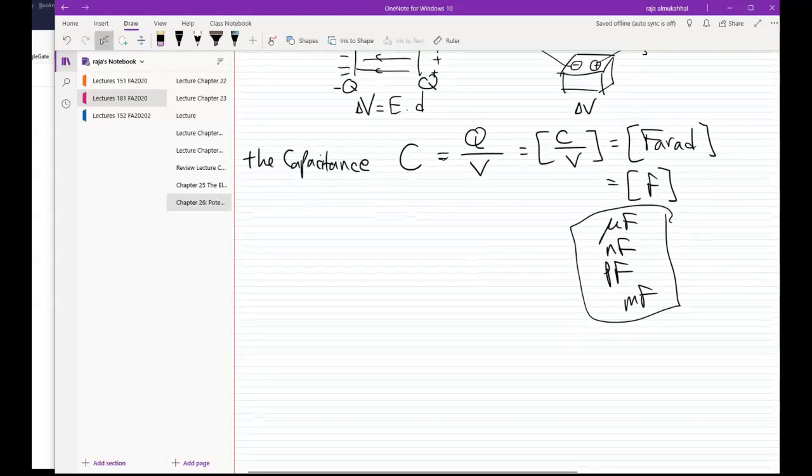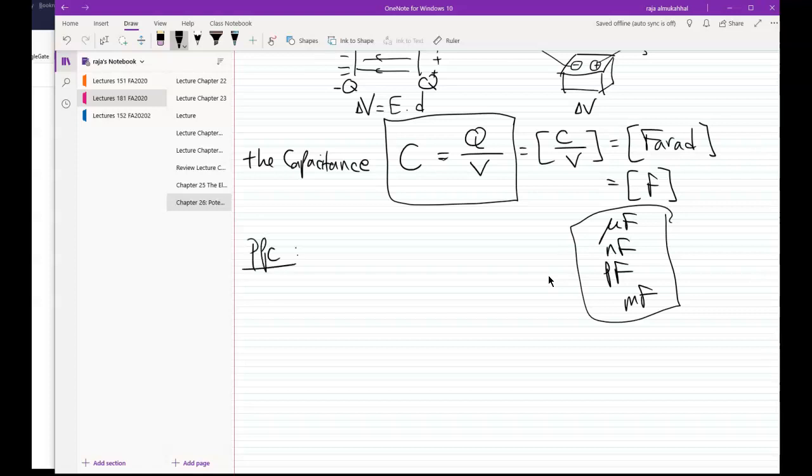Got it? Okay. So keep in mind this relationship. This is an extremely important relationship. Capacitance is the ratio of the charge to the voltage across. Got it? Okay. Now, there is a very interesting relationship for the parallel plate capacitor, PPC.